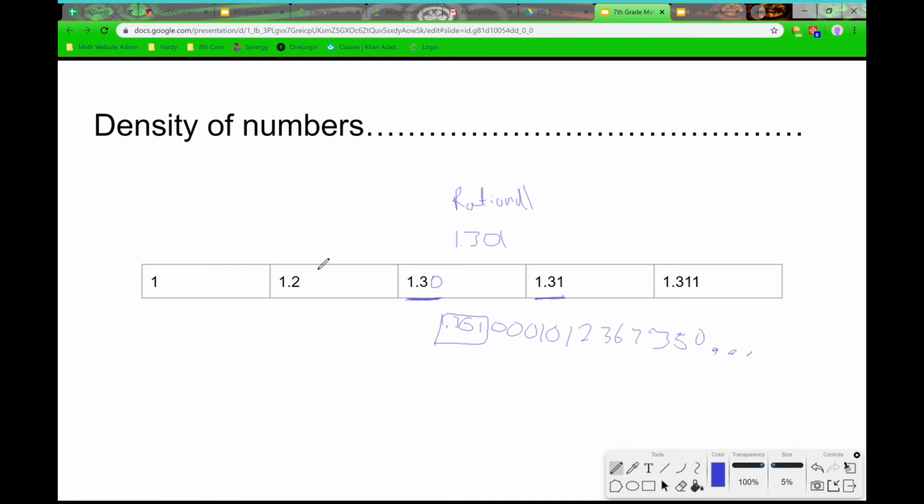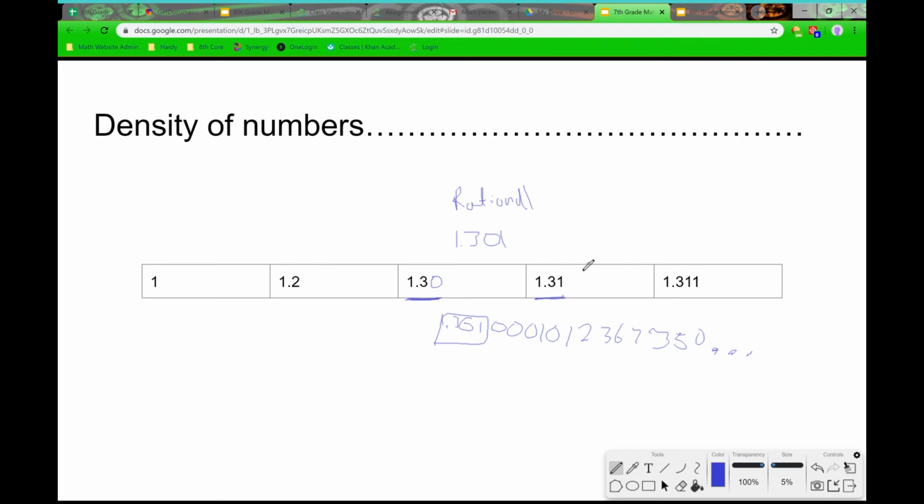So what we like to say is the density of numbers states that for any two numbers I give you, no matter how big or how small, no matter what two numbers I give you, you will always find an infinite number of these irrational numbers and an infinite number of these rational numbers between the two.